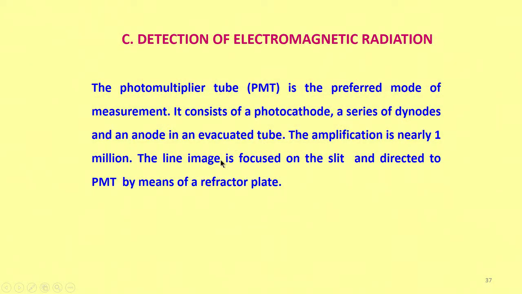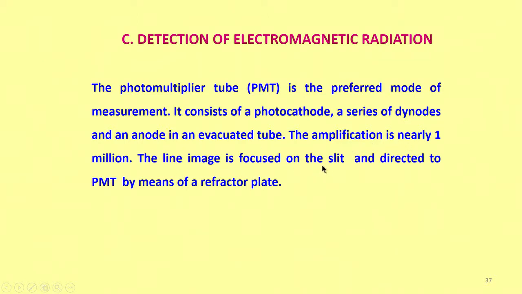It consists of a photocathode and a series of dynodes, which I had explained to you, that they receive the electrons from the cathode maintained at a higher voltage, and it has got an anode in the end. All of it is incorporated in an evacuated tube. The amplification is nearly 1 million times.